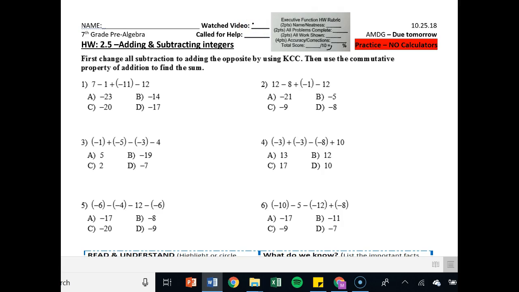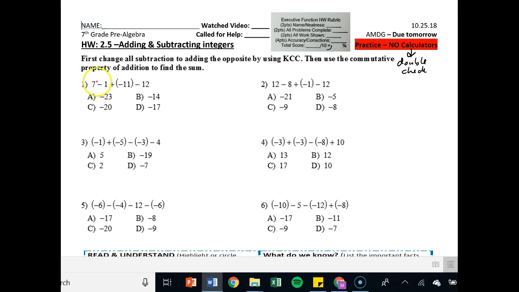If you're watching the video right now, you can go ahead and put your little check mark there. I am going to say again, if you're watching the video, you can double check with calculators. So, got to show all the work, but then you can double check with calculators. It says first change all subtraction to adding the opposite by using KCC. Then use the commutative property of addition to find the sum. Commutative property says we can just move stuff around. I'll show you exactly what I mean in this first problem.